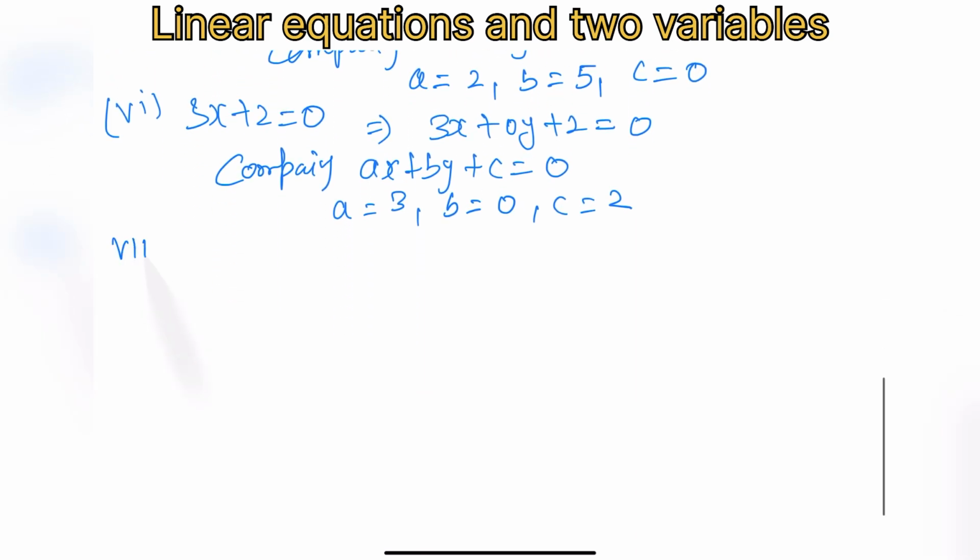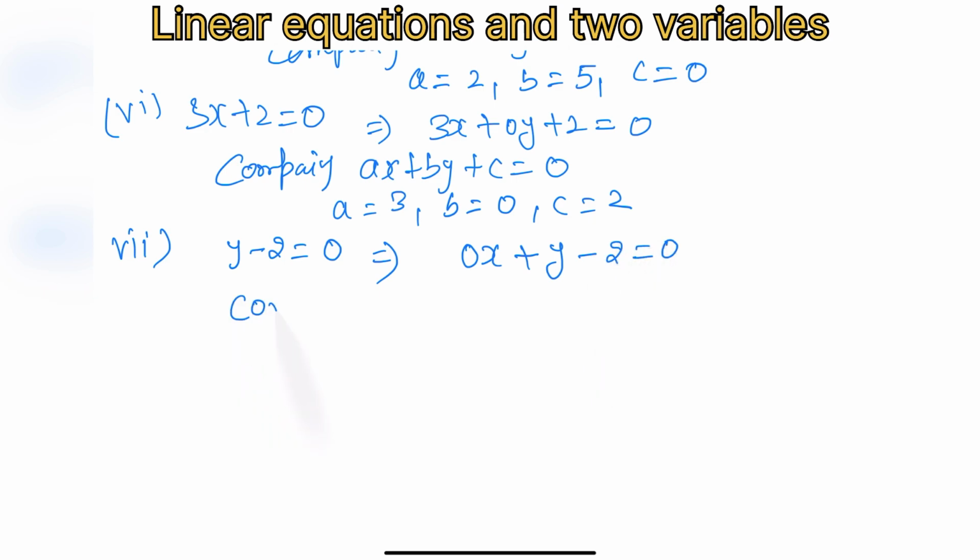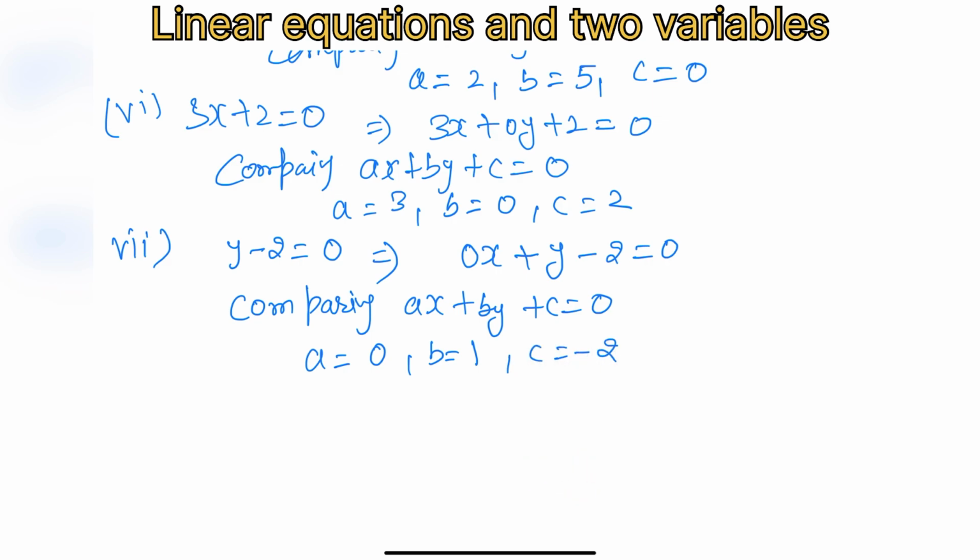We have another question. Seventh part of this question is y minus 2 is equal to 0. Now we don't have the x variable here, so we can write it as 0 into x plus y minus 2 is equal to 0. Now comparing with ax plus by plus c is equal to 0, we got the value of a is 0, b is equal to 1 and c is equal to minus 2.